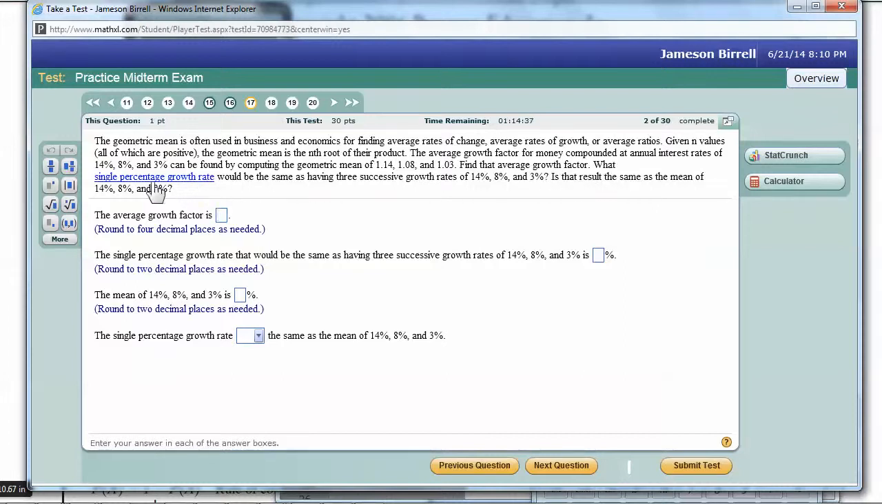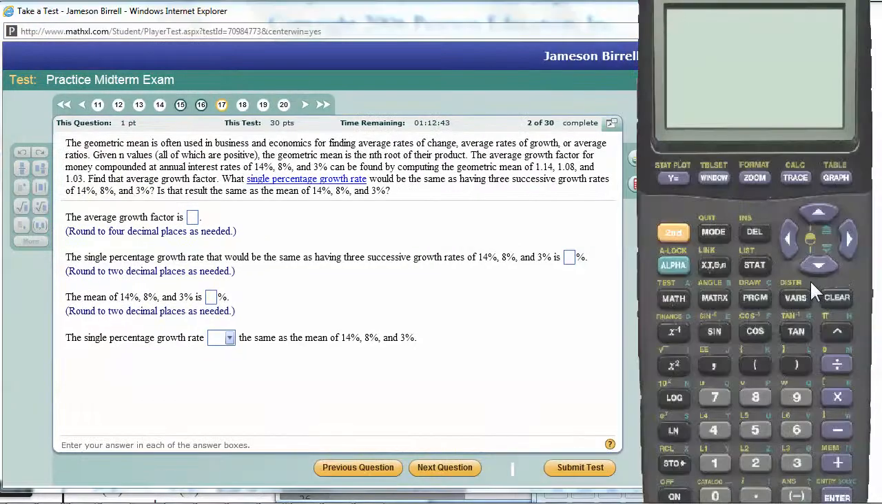What single percentage growth rate would be the same as having 3 successive growth rates of 14, 8, 3? Does that result the same as the mean of... I assume they mean the arithmetic mean of 14, 8, and 3? Okay, good question. I'll show my work on this calculator, and we're finding the geometric mean among 3 items.